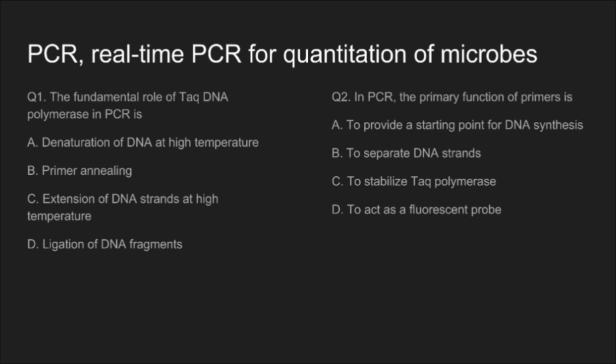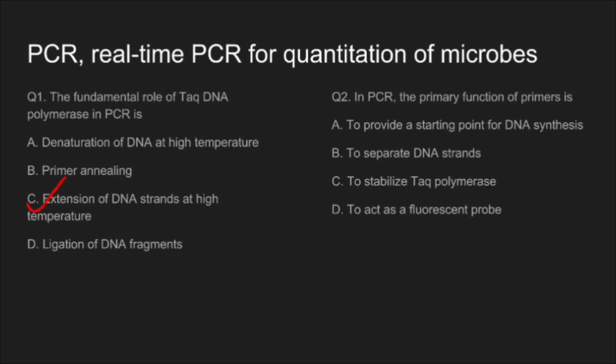So let's start with PCR. The first question is, the fundamental role of Taq DNA polymerase in PCR is: option A, denaturation of DNA at high temperature, B, primer annealing, C, extension of DNA strands at high temperature, D, ligation of DNA fragments. So the correct answer for this question is option C, that is extension of DNA strands at high temperature.